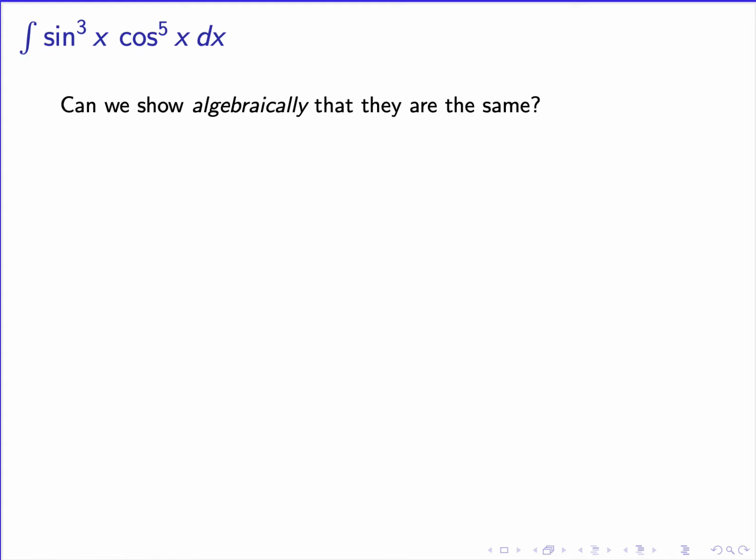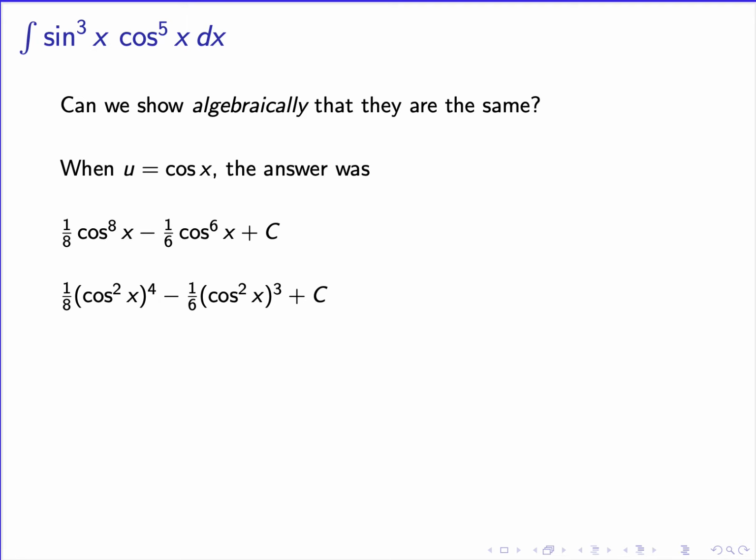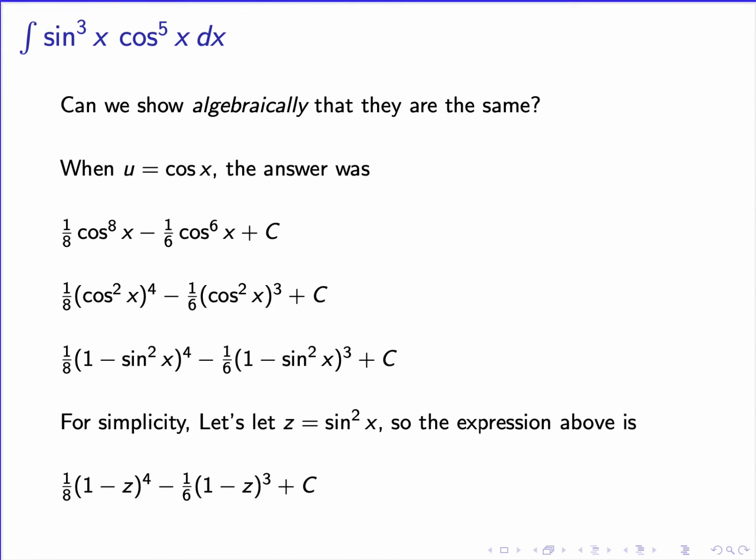I'm not going to ask you to do this, but if you just want to see it being done, if we start with this one, we can rewrite each of those cosine to the 8 and cosine to the 6th. We can write those as cosine squared to the 4th and 3rd power. Then we can replace that cosine squared with 1 minus sine squared. Then raise those to the 4th and 3rd power.